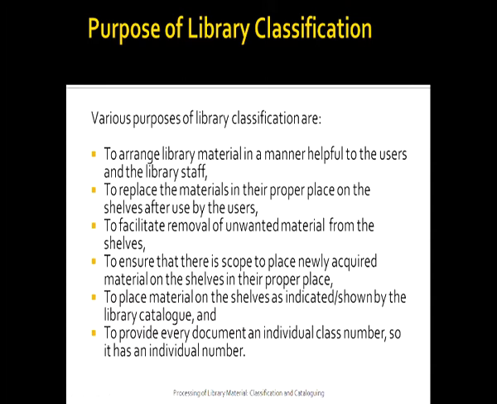And then library classification helps to arrange the materials on the shelves as indicated, shown by the library catalog. And lastly, it provides every document an individual class number, so that it has an individual number. In fact, a classification number is a kind of surrogate which is provided to every document. Now, in connection with library classification, learners, let's now know what notation is all about.